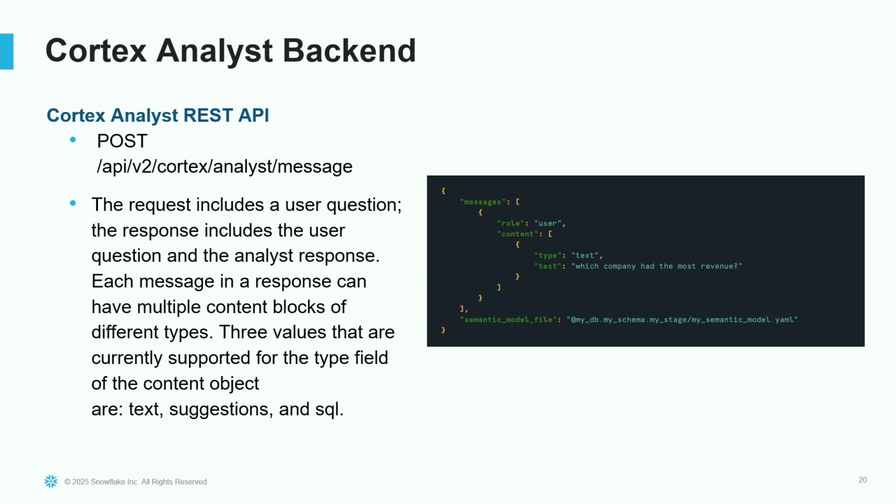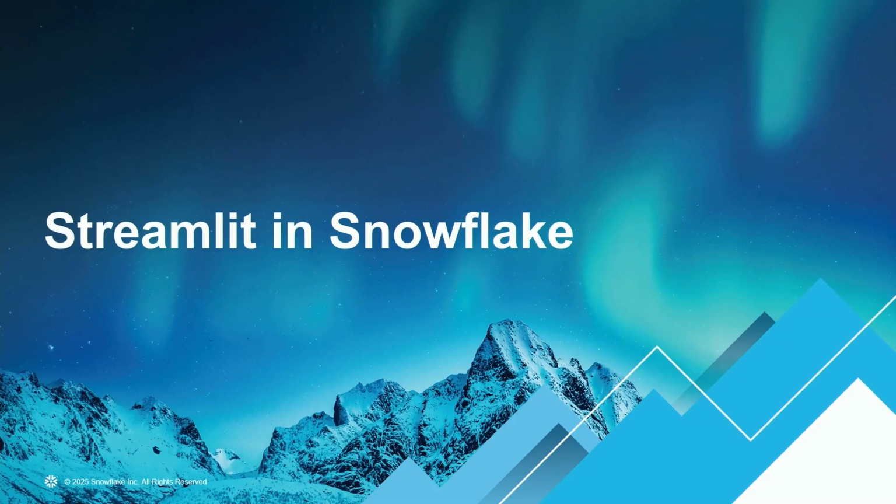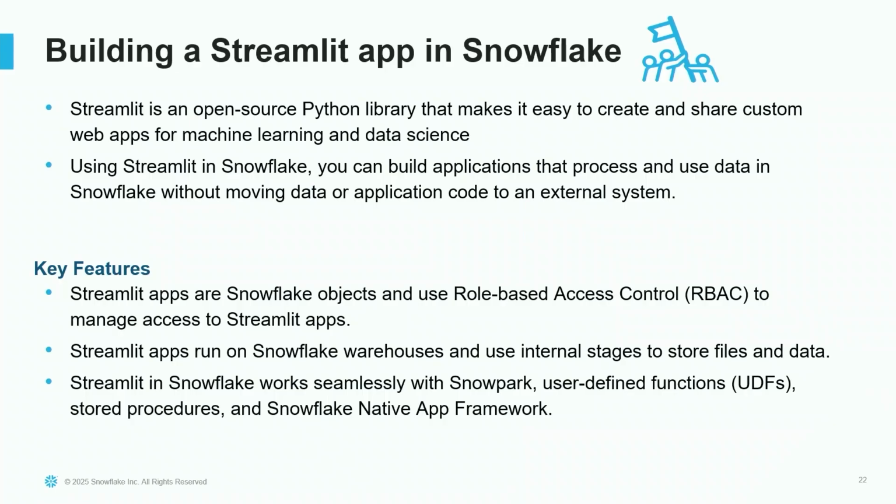So, as we've talked about, Cortex Analyst is revolutionizing how we can interact with data. But to really create a seamless self-service experience, we need an application framework that can live natively within Snowflake. And that's where Streamlit comes in. Or specifically, Streamlit in Snowflake. So, what is Streamlit? Streamlit is an open source Python library that's become a go-to tool for building data applications. But Streamlit in Snowflake is where the real power lies.